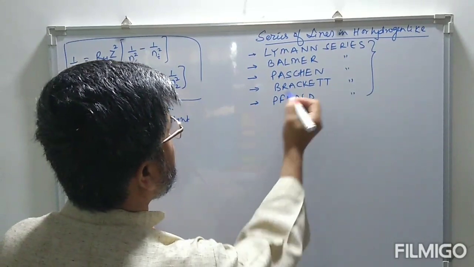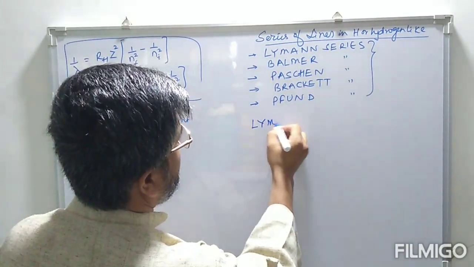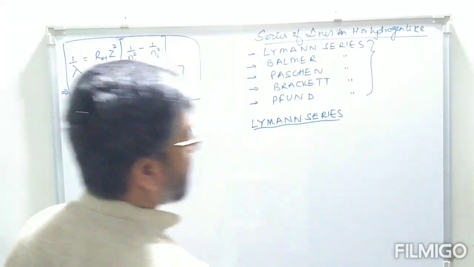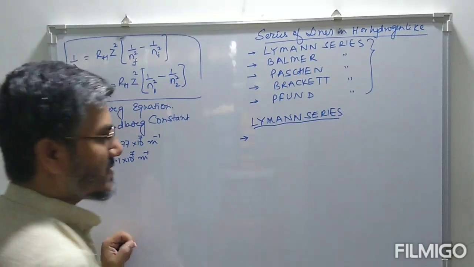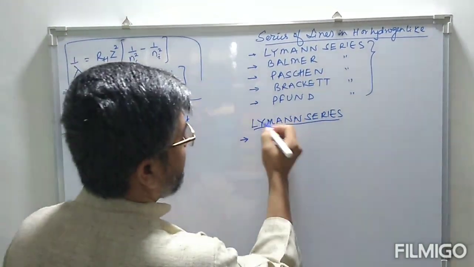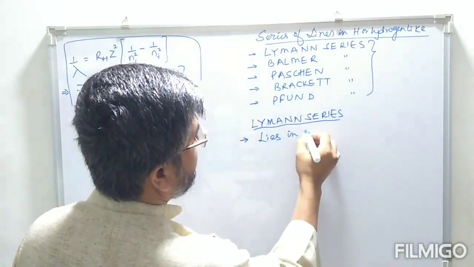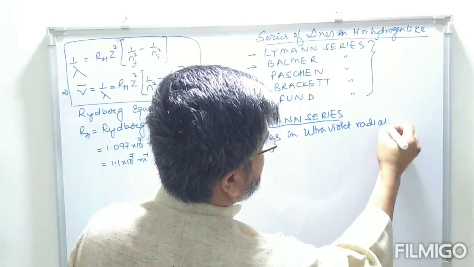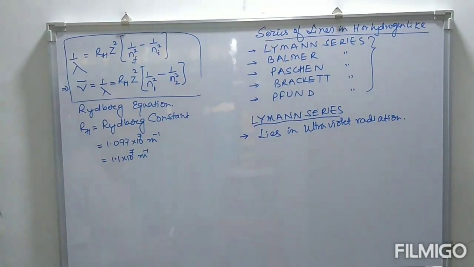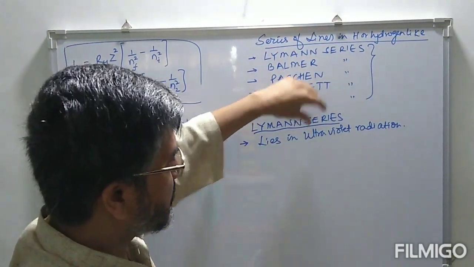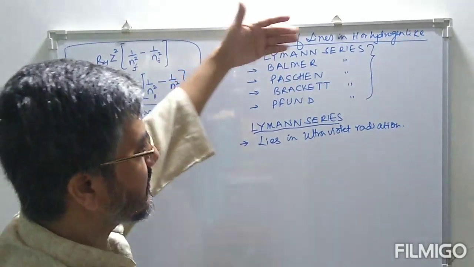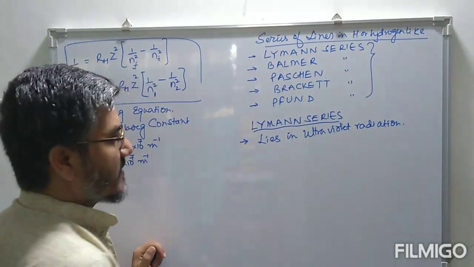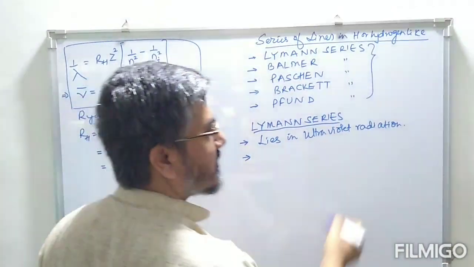Now let's take up this first, Lyman series. This Lyman series is the only series that lies in ultraviolet radiation. The frequencies emitted during this Lyman series always fall in ultraviolet. So the only series that lies in ultraviolet range is Lyman series, named after the scientist who discovered this series.